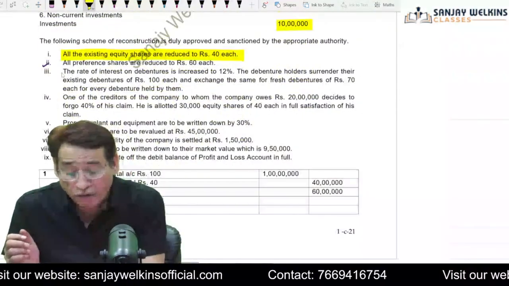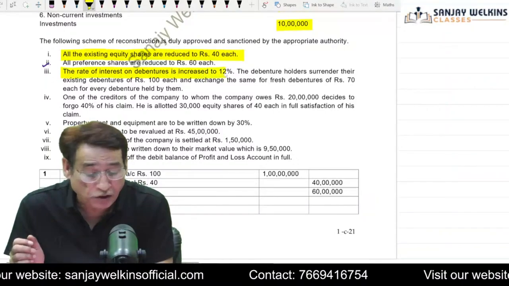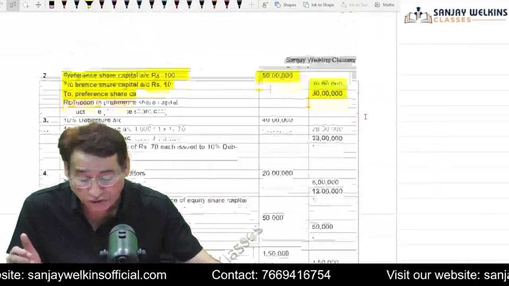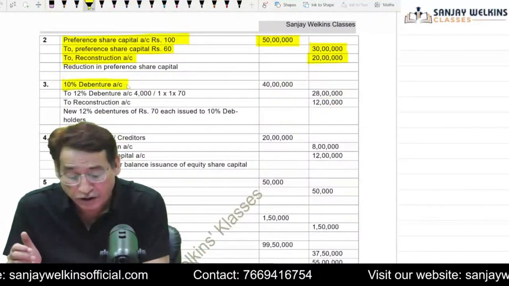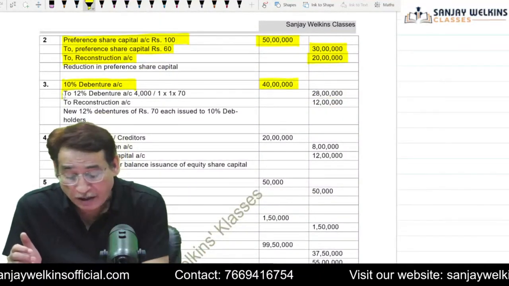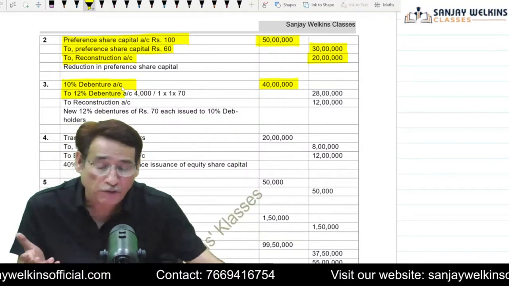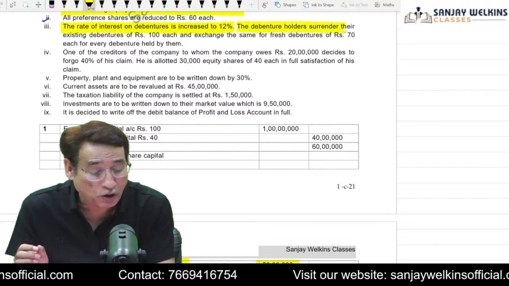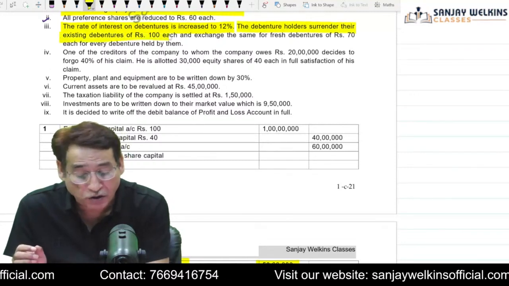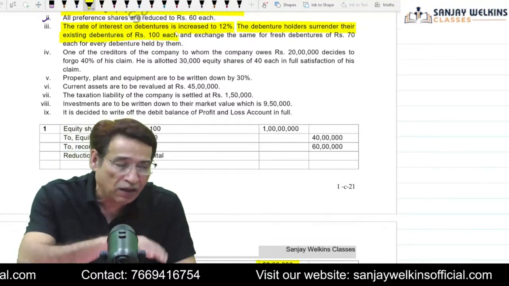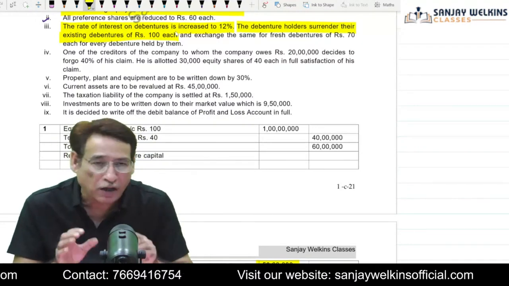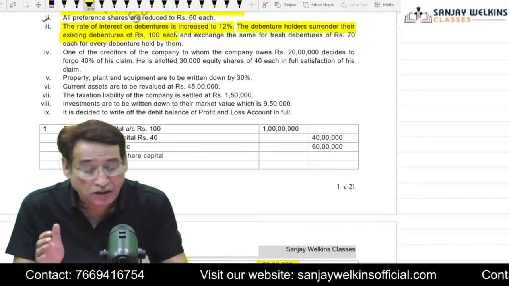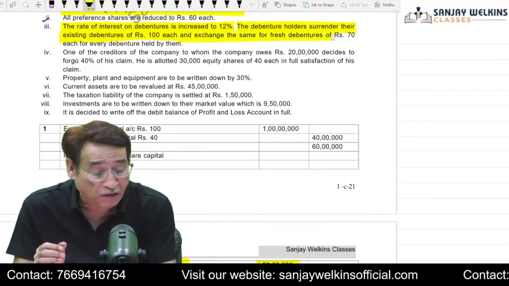Anyway, further, it is written that the rate of interest on debenture is increased to 12%. Actually, my existing debentures are 10%. So, first of all, I will debit the 10% debenture account 40 lakh. And now I am issuing them new 12% debentures. And further, it is given in this question that debenture holders surrendered their existing debentures of 100 each. That is why we are debiting the old debentures. Correct? So, our old debentures are coming back to us and they are exchanging the same for the new debentures.